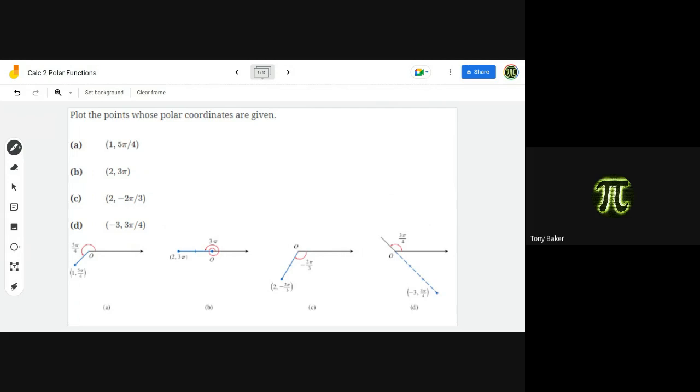So you can do exactly like we used to do with changing radians to degrees. It's the same concept. Every time it's 2 pi, you can just subtract those off. So (2, 3 pi) and (2, pi) are the exact same point.